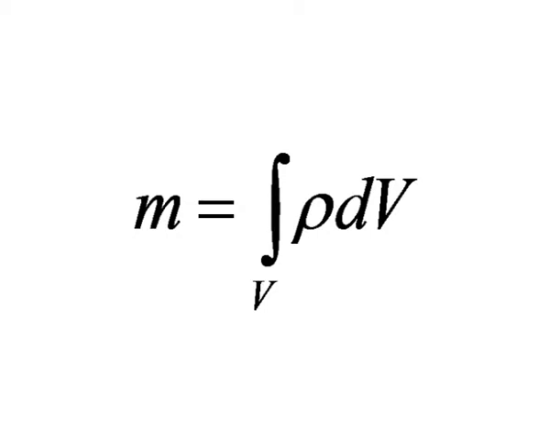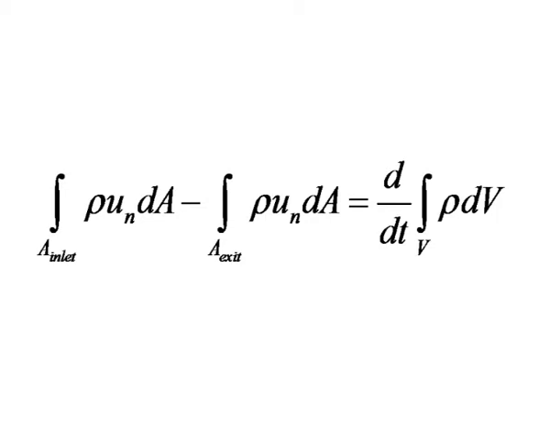Substituting this quantity in the law of conservation of mass equation, integral over A inlet rho u into dA minus integral over A exit rho u dA is equal to d by dt integral over volume V rho dV, as shown in equation 1.9. The previous equation is somewhat complicated because of the integral and differential operators. However, this expression may be simplified for two common situations encountered in engineering systems.